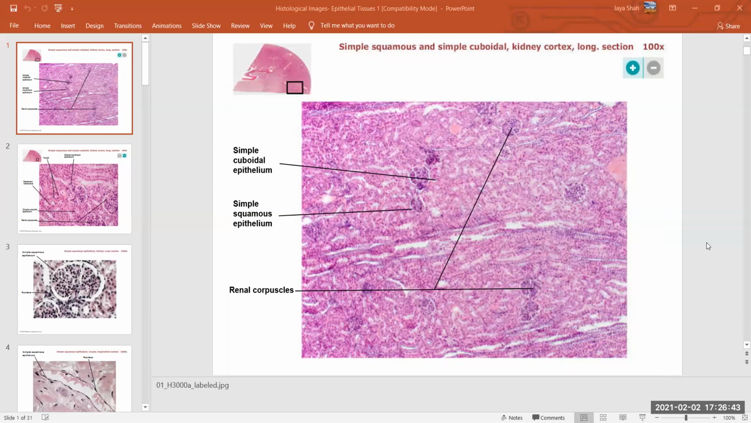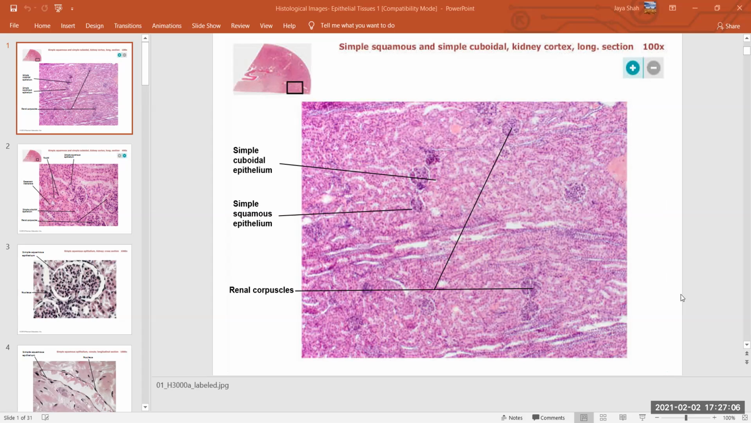Hey guys, I'm going to go over some of the histological slides today in the lab. These slides are posted on your Canvas page as histological images of epithelial tissue, connective tissue, muscle tissue, and nervous tissue. So I'm going to go over each of the slides.